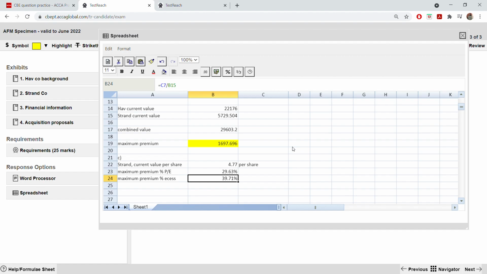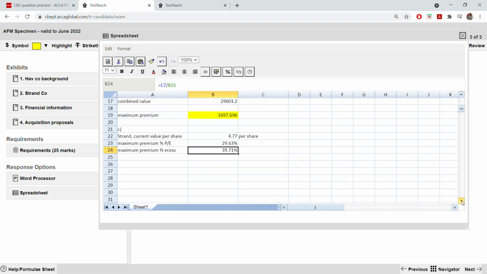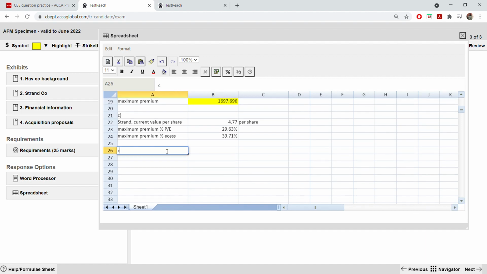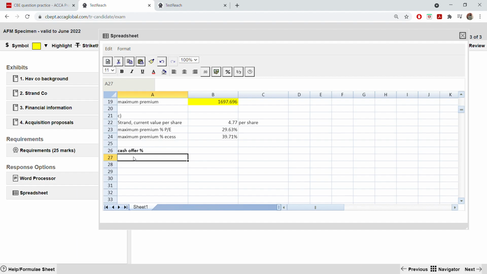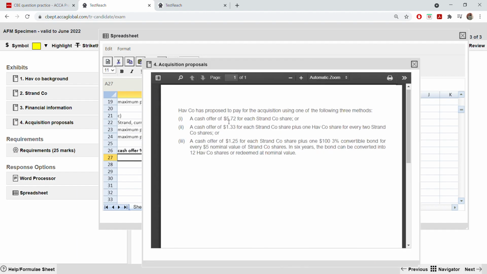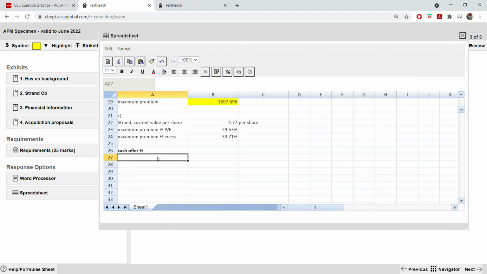Now we are going to touch each offer separately. So cash offer, I'm going to pull it out, and it will be in percentage. Everything is in percentage now. So for cash offer, what is it? It is 5.72. Okay, and what is your share price? It is 4.77.